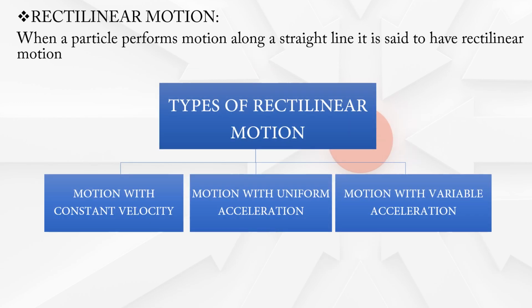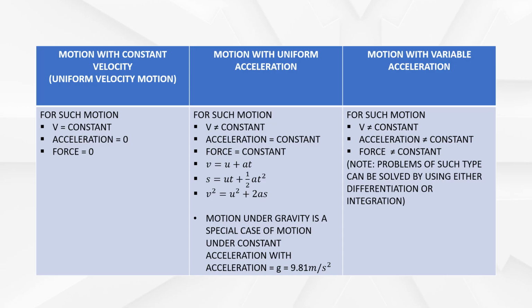Now we are going to discuss the rectilinear motion in detail. When a particle performs motion along a straight line, it is said to have rectilinear motion. When a particle performs motion along a straight line, that is rectilinear motion, it can be of the following three types. First, motion with constant velocity. Second, motion with uniform acceleration. And third, motion with variable acceleration.